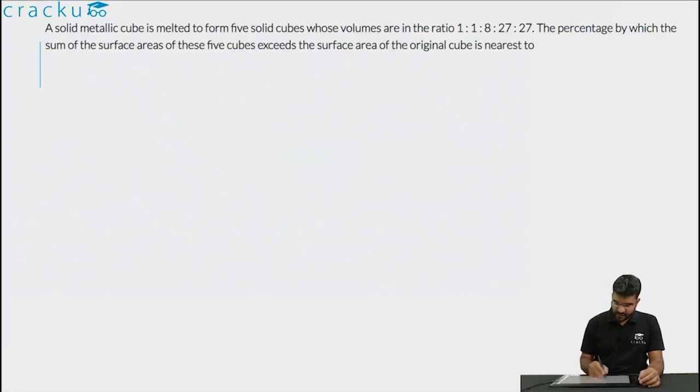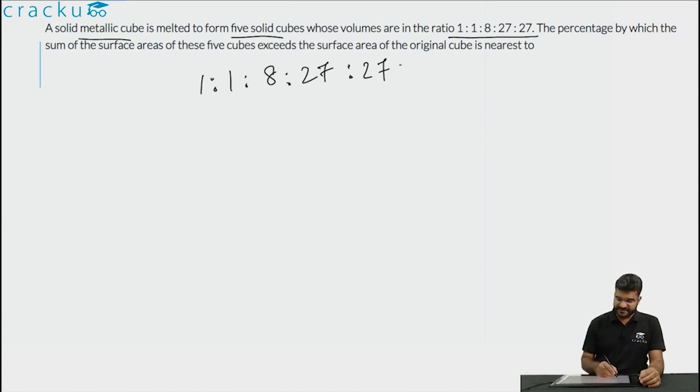In this question we are told that there is a solid metallic cube. It is melted to form 5 solid cubes whose volumes are in the ratio 1:1:8:27:27. Now let us assume that the volumes of the 5 solid cubes are A cube, A cube, 8A cube, 27A cube and 27A cube.